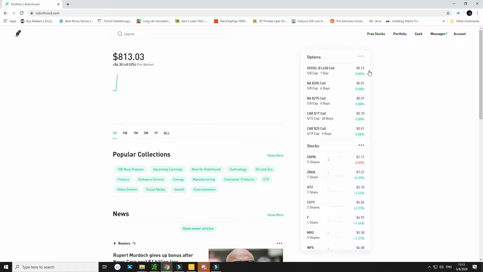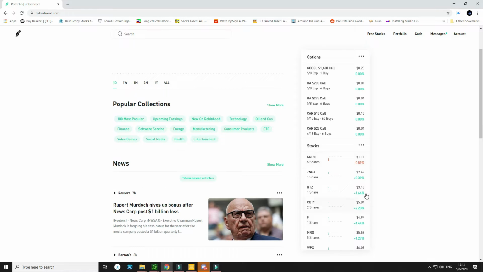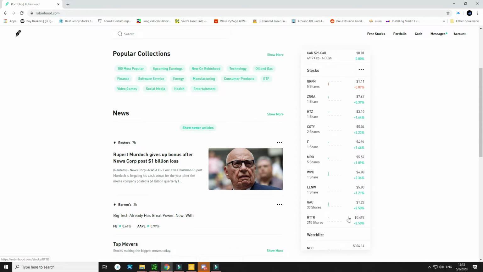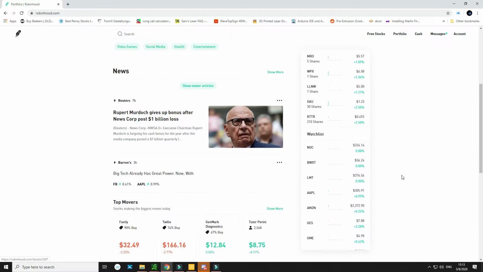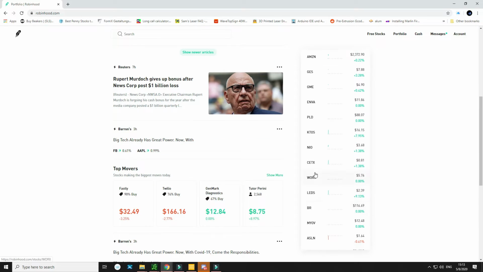I trade options, so all my options are right here. The stocks are right here, what I own for stocks. And then the watch list down here.